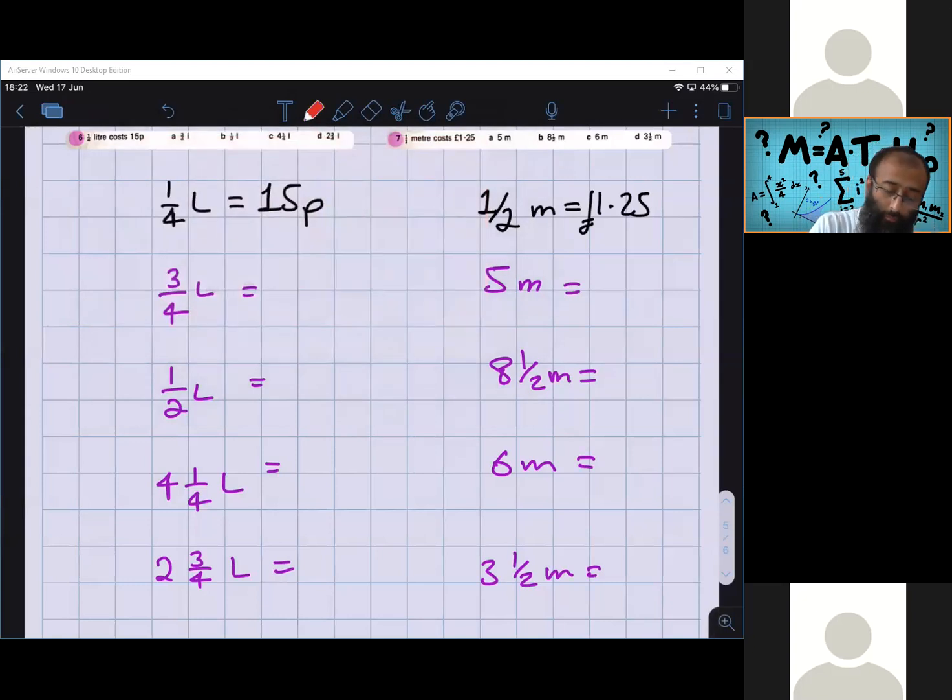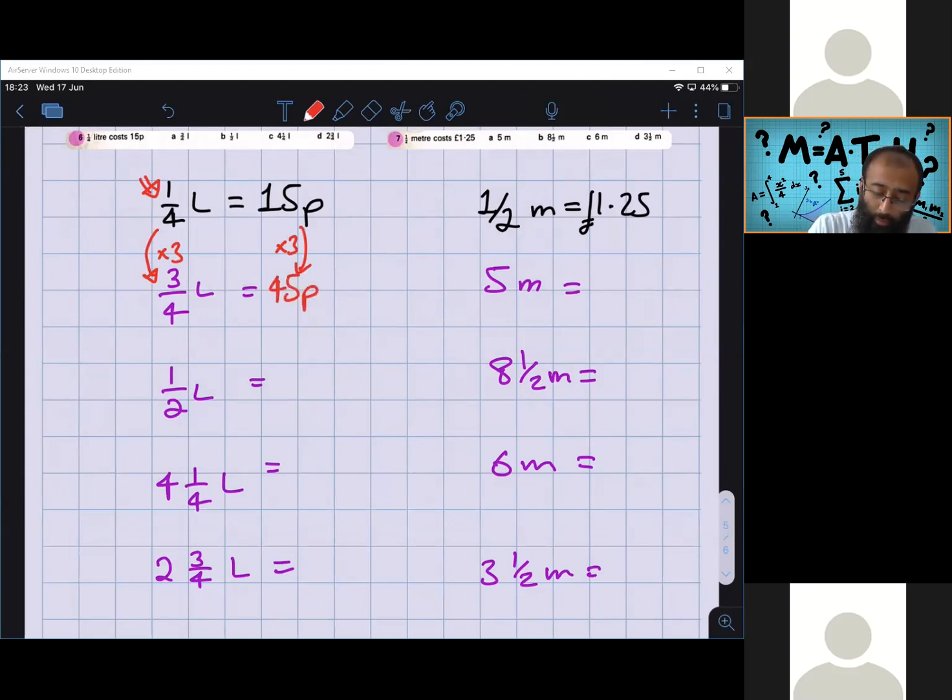I want you to tell me what to do. I want to go from 1/4 to 3 1/4. How do I do it? Would you times it by 3? Beautiful. I'm doing what you're telling me. And times the other side by 3 as well. So 15 times by 3 is? 45p.